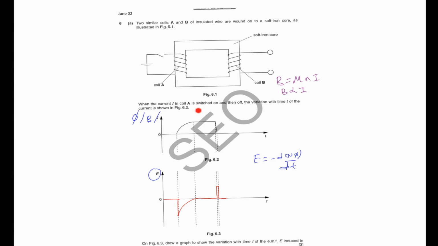And then the third portion here, the gradient is 0 because it's a horizontal line, so therefore your value is 0. And the last part, the gradient here is constant and negative, so you put a negative in front, it becomes constant and positive, so the value becomes constant and positive. And then the last part here, the gradient is 0, so the value will be 0.